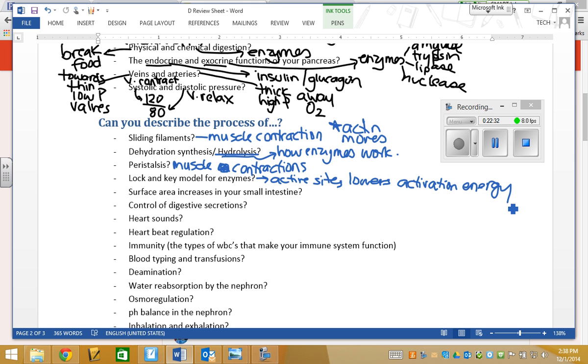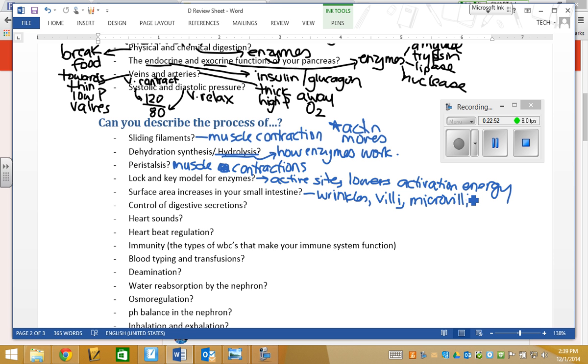Now in your small intestine, there are three things that increase surface area. Wrinkles, villi, and microvilli. And that's necessary so that there's lots of exchange between your digestive system and your blood.